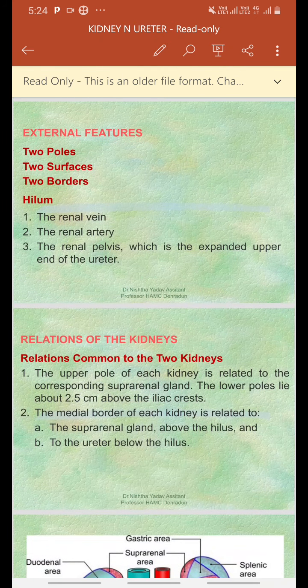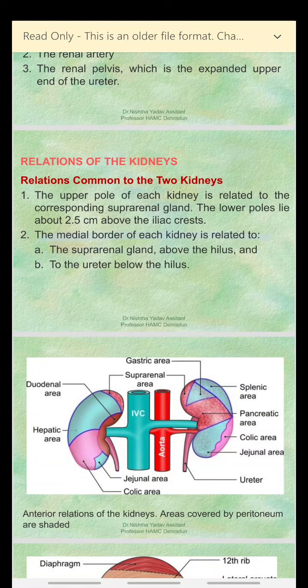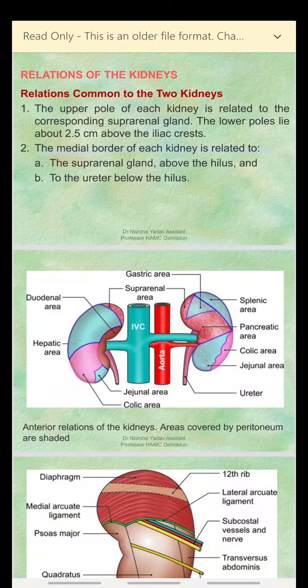Next we can see the relations of the kidney. The relations which are common to both the kidneys: in the upper pole there is the suprarenal gland which we can see in both the kidneys. In the medial border, the kidney is related to the suprarenal gland above the hilum and to the ureter below the hilum. You can see in the picture very clearly.